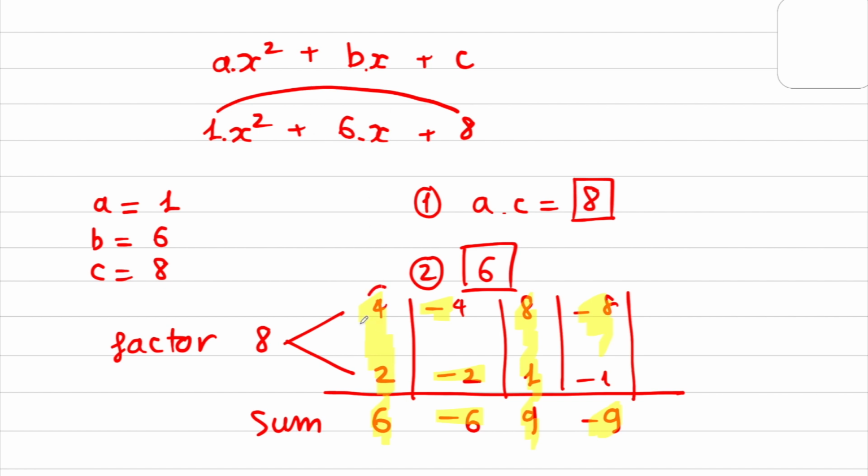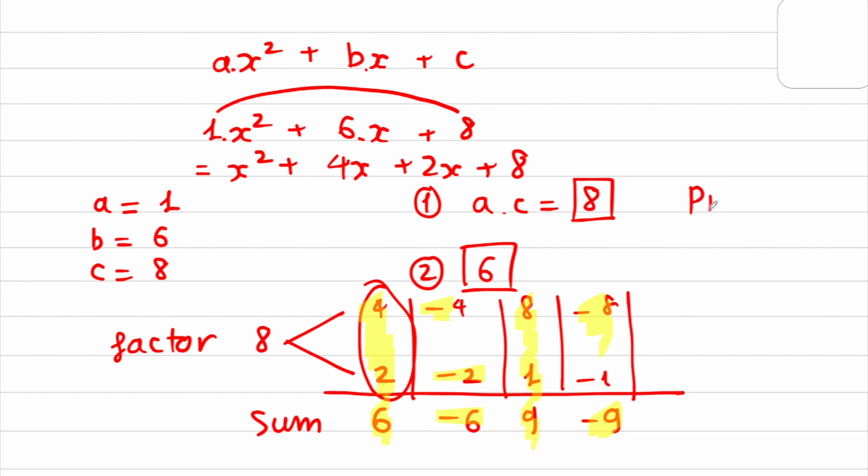That's why I will choose this option. This option will tell you that you will separate 6x into 4x plus 2x and plus 8 here. After this step, it is possible to factorize this equation. So in this form, you have two steps.